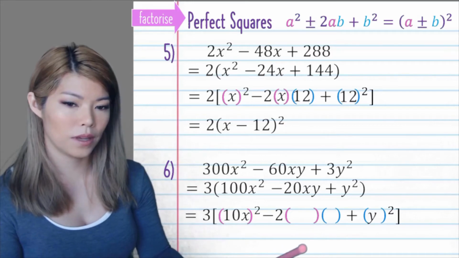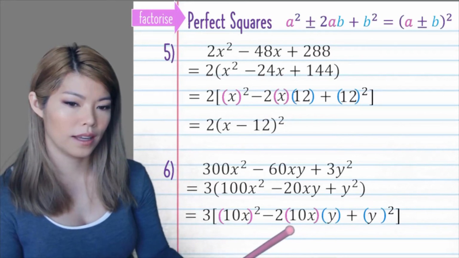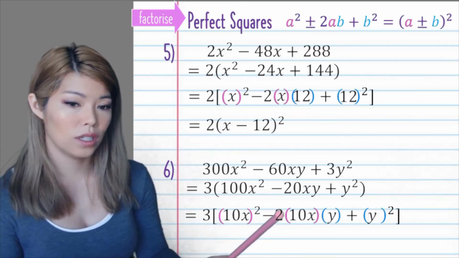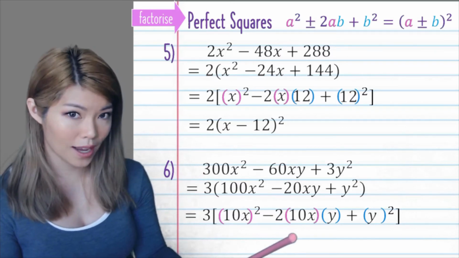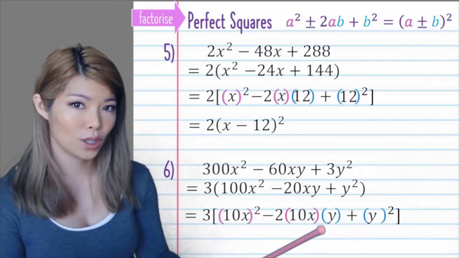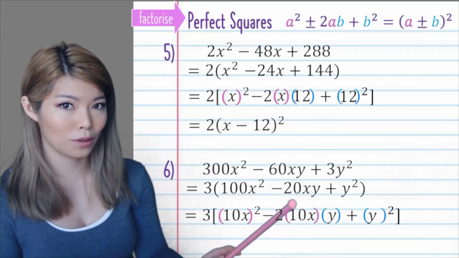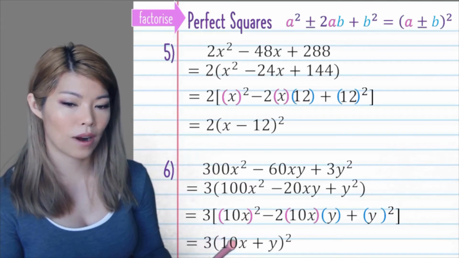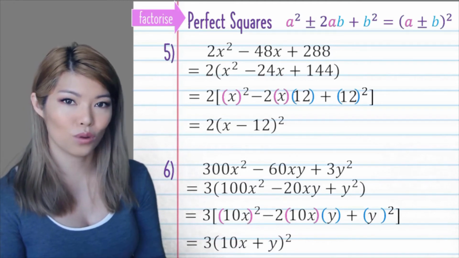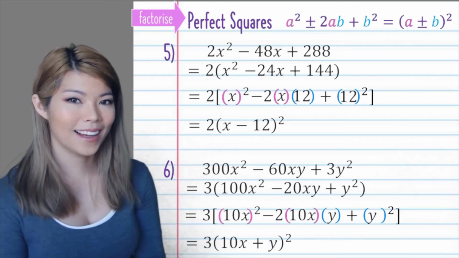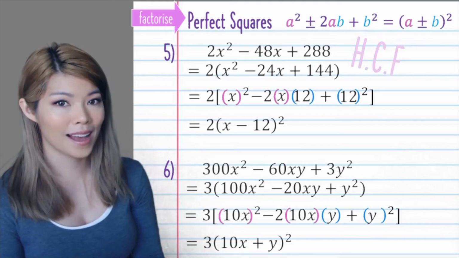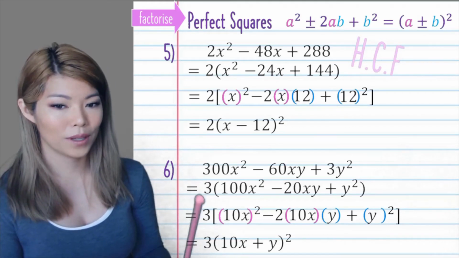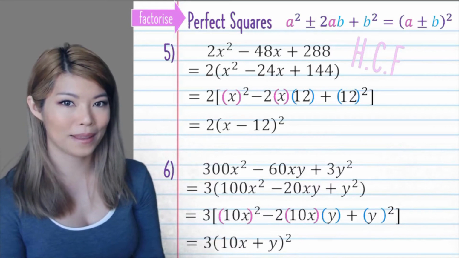And we fill in the middle with the 2 values that we got. And now we check. Minus 2 times 10x is minus 20x times y is minus 20xy, which is the middle term. So we're correct. So now we can write our 3 and then open bracket 10x plus y all squared. So you can see from these 2 examples that the highest common factors really help so that you don't have to work with huge numbers.